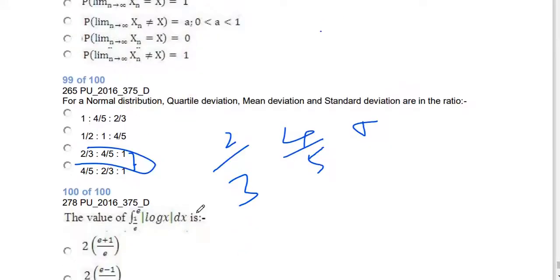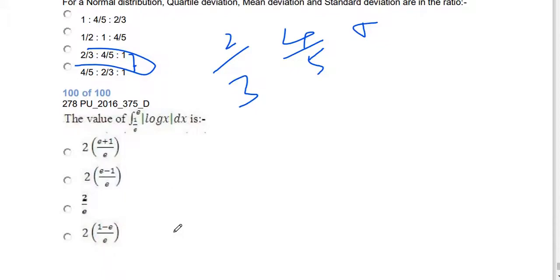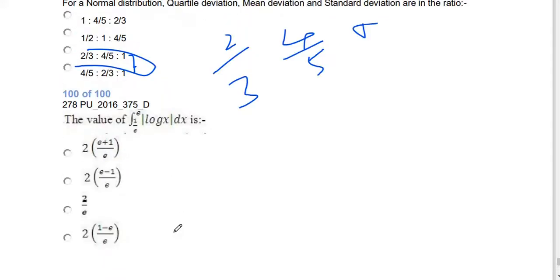Okay, you can just take the integration of this question, you can get the value.